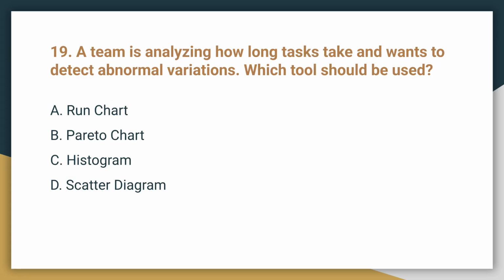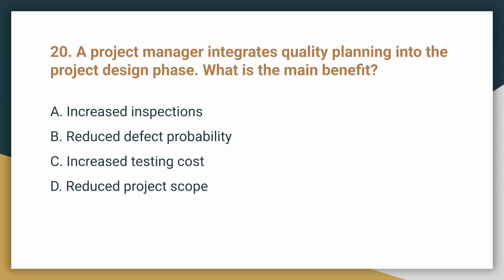Question 19. A team is analyzing how long tasks take and wants to detect abnormal variations. Which tool should be used? The correct answer is A. Run chart. Run charts track performance over time, making them ideal for detecting trends and abnormal variations.